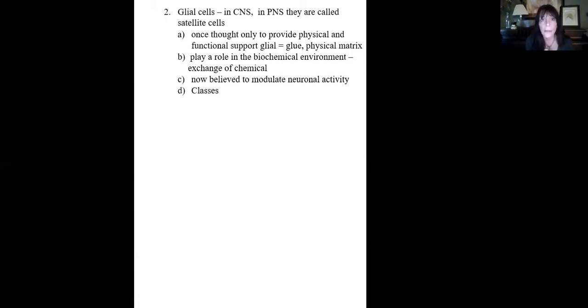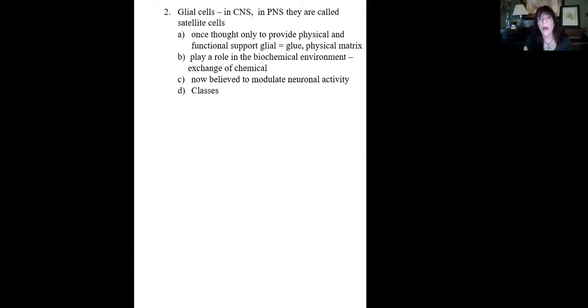Glial cells are not neurons. And again, they have a couple of names. In the CNS they are called glial cells, but if you move into the peripheral nervous system, remember? Okay, they are called satellite cells, and I think that kind of is easy to remember because satellites are out there.